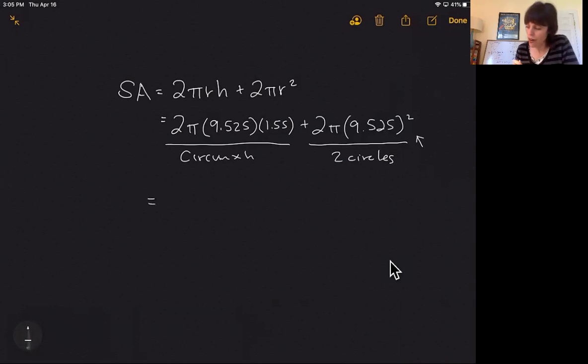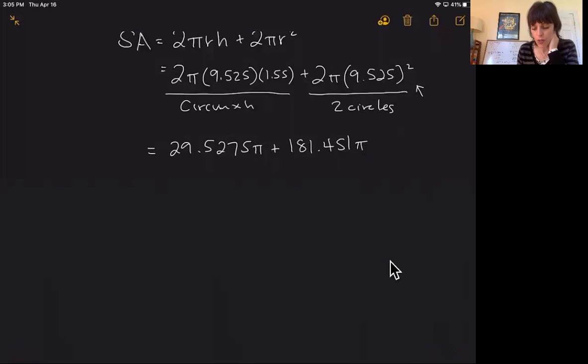So I have already crunched some of these numbers just to make this go a little bit faster. When I multiply 2 pi times 9.525 times 1.55 here, I'm going to leave this exact until the very end. I am going to get 29.5275 pi. Plus on this side, I get 181.451 pi. Now I like, as you know, to leave my answers exact until the end, so I'm only rounding one time. So I'm going to go ahead and add these two. They're both in terms of pi, so that's a fair thing for me to do.